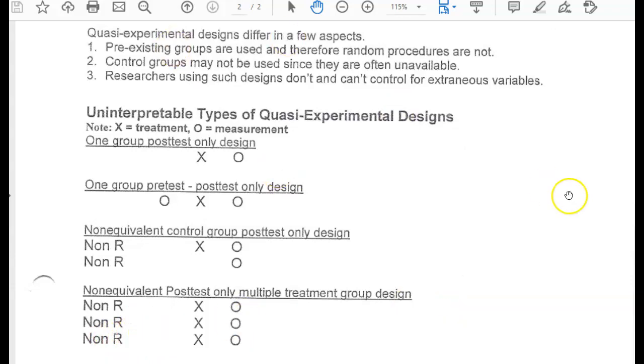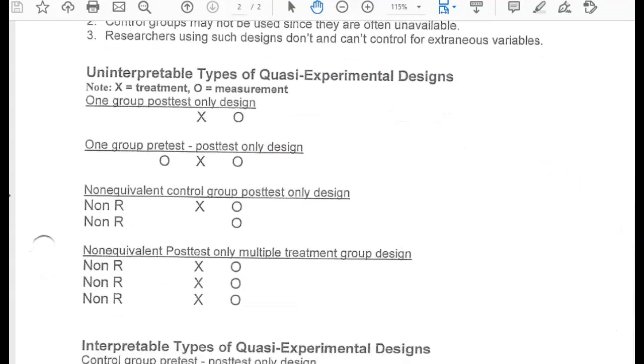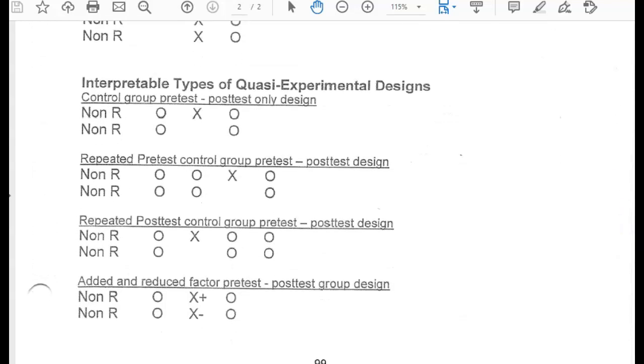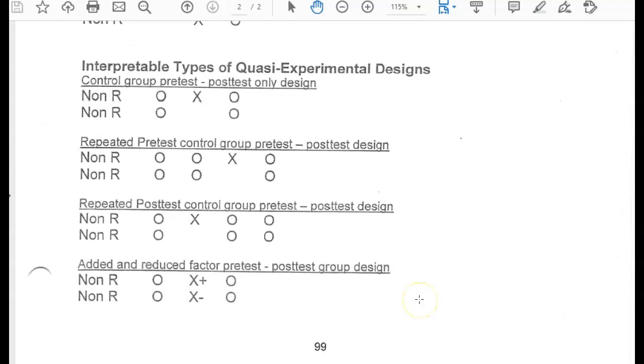So let's move on to the interpretable models. These are ones that are more scientific, therefore you could publish it, but you would just have to be honest in your discussion section and say, these were not random people. They were already at that school. They were already in that hospital. Not random.